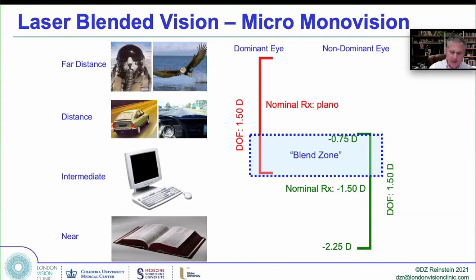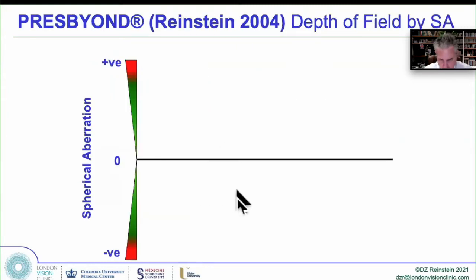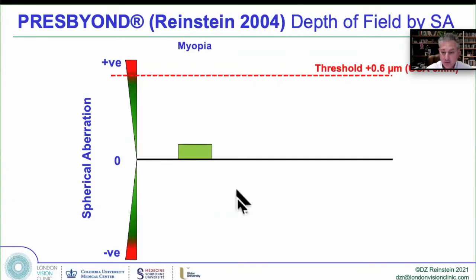So all of this came from this paper, which we published in 2005. It's work that we did in 2004 and presented at the meetings, where we were looking at night vision disturbances and spherical aberration, and we defined a parameter to calibrate, if you like, the change in night vision disturbances using spherical aberration as a measure.